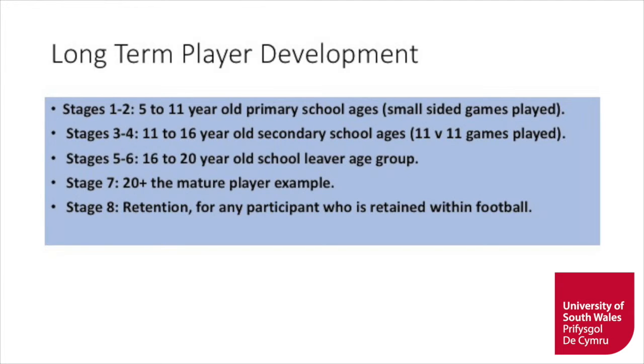So pulling some key information from that model: stages 1 and 2, which looks at 5 to 11-year-olds, primary school age, small-sided games are played. Stages 3 and 4, 11 to 16, which is secondary school, 11v11 games are played. Stages 5 and 6, 16 to 20, school leaver age group. Stage 7, 20 plus, a mature player example. And stage 8 is retention for participation, who is retained within the football sector.